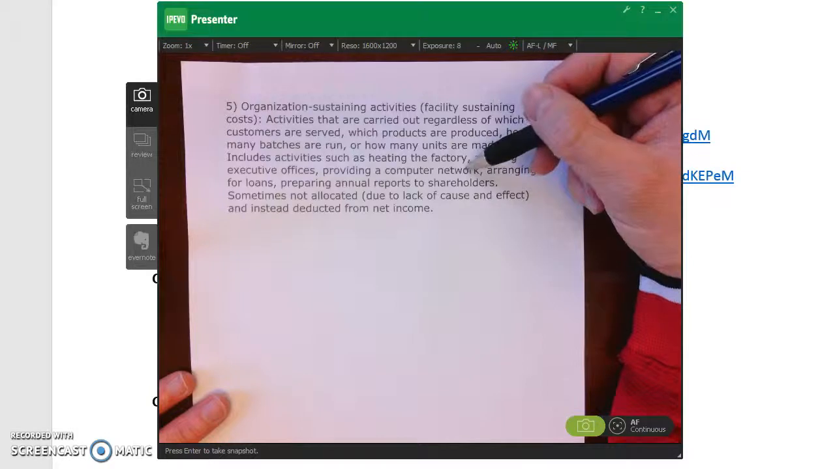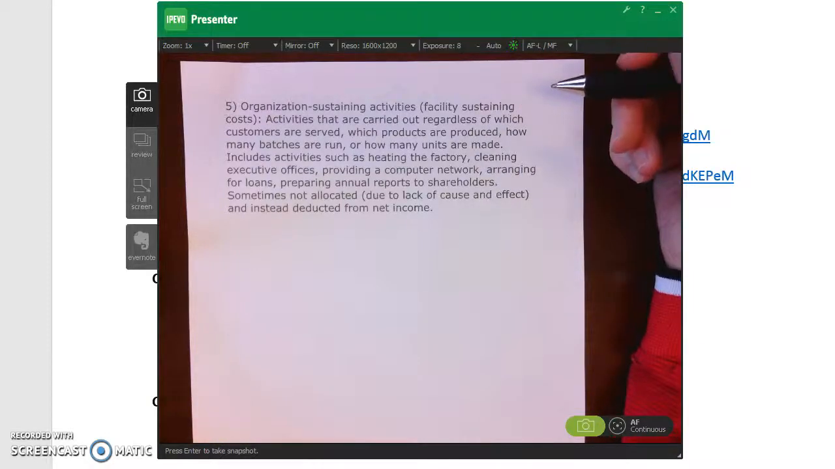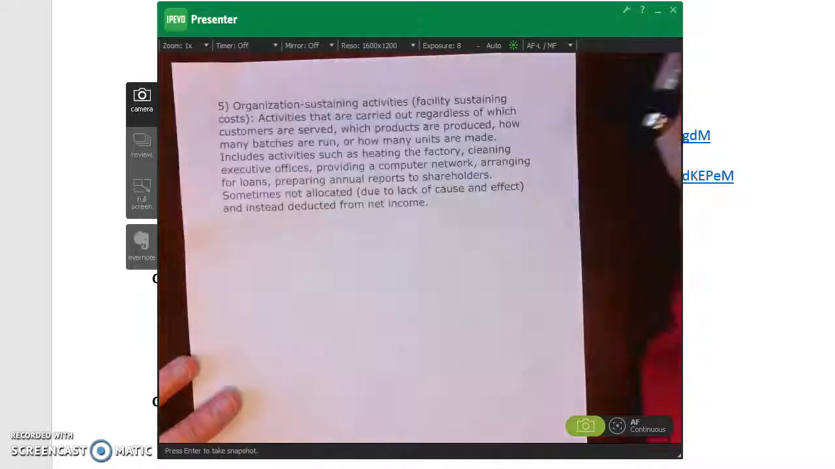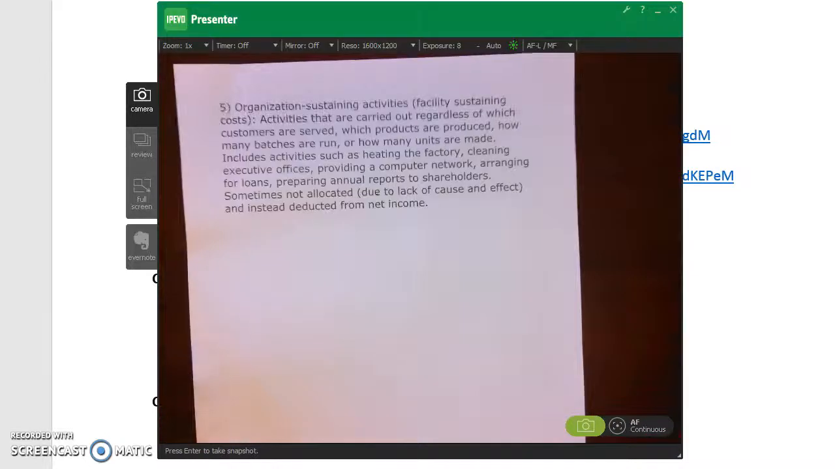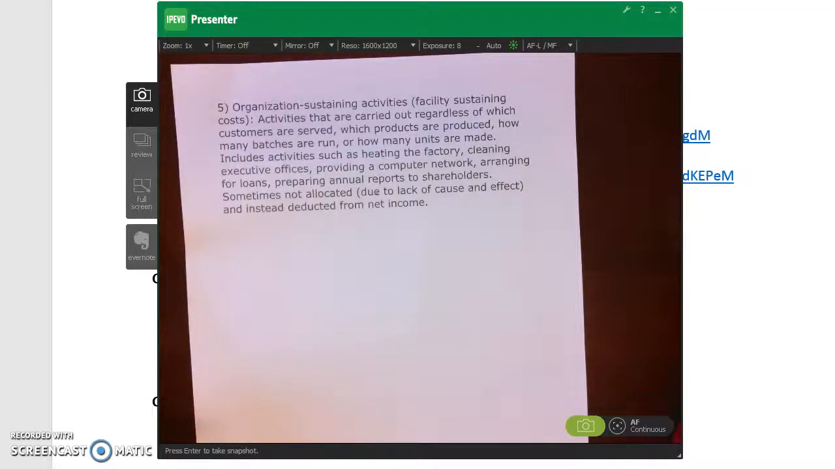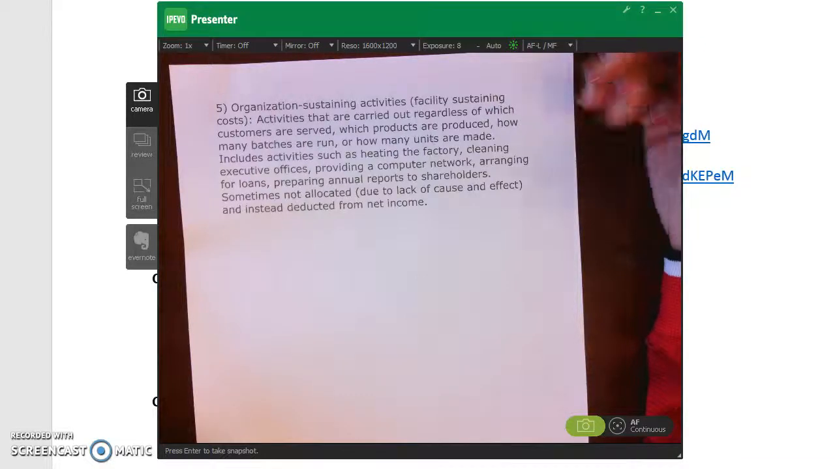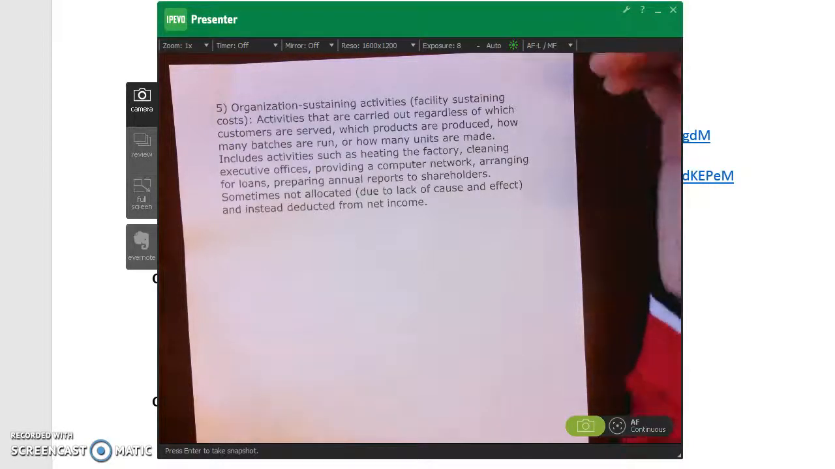Cleaning the executive offices, providing computer support, the cost of preparing annual reports to shareholders. Sometimes we may not allocate these costs because there's no cause and effect. You're going to incur them regardless of whether you make the products, or you design the products, or you have the batches, or you have customers or don't have customers. So does it make sense to allocate them, because it's difficult to establish that cause and effect relationship? In that case, it may not make any sense to allocate them.